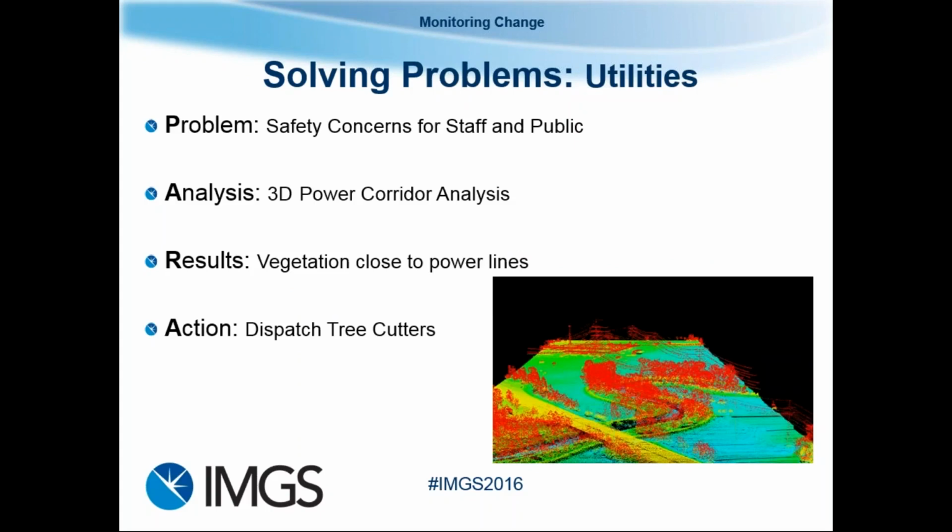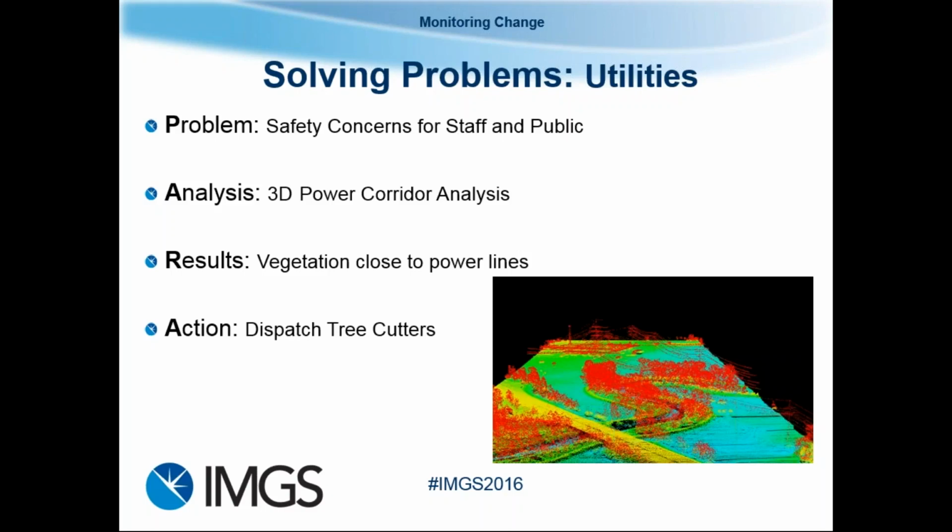If the problem was that you had safety concerns for your staff and the public in general, maybe during high winds the trees could be too close, or in general the safety concerns around staff going out for tree cutting. The analysis is that you could do a 3D power corridor analysis, taking point cloud data collected from helicopters, UAVs, whatever your source is.